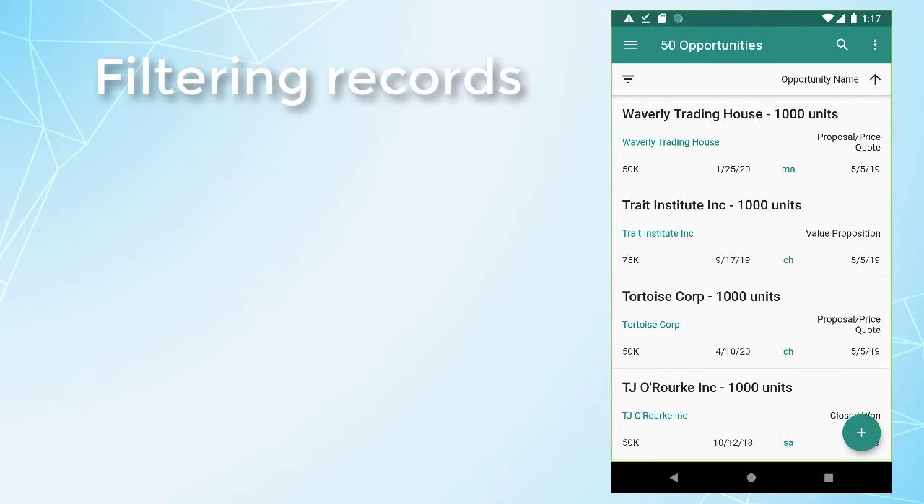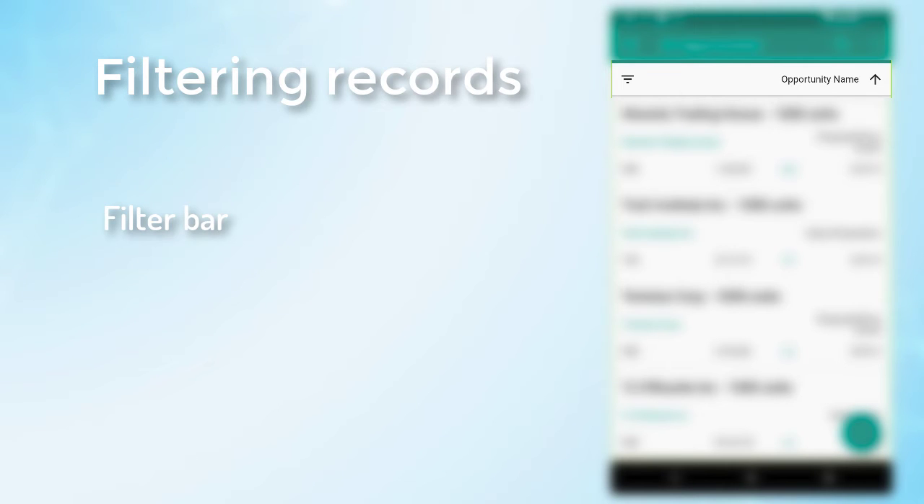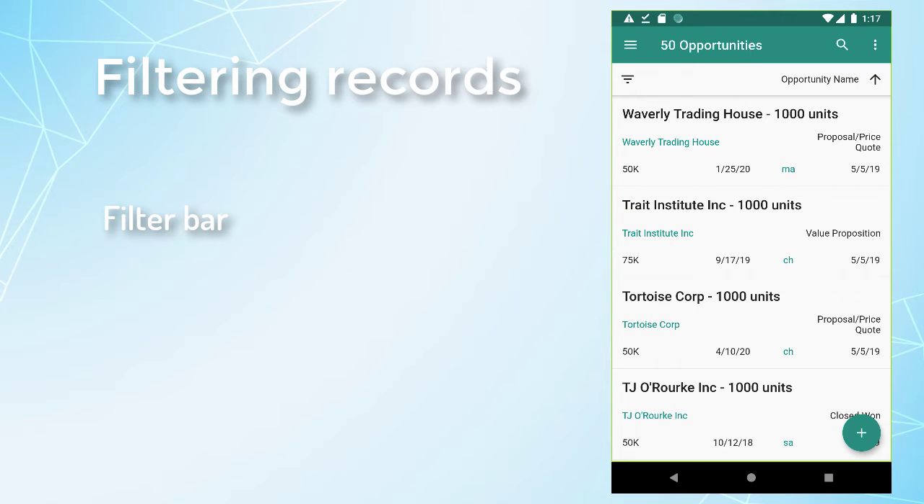You can find this filter button on a module record list panel. In the record list, the filter bar appears just below the app bar. The filter button is on the left, and ordering options are on the right.